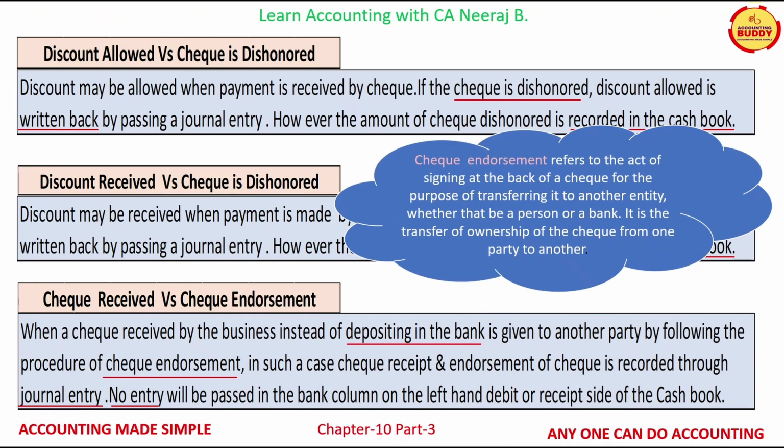Check endorsement refers to the act of signing at the back of the check for the purpose of transferring it to another entity, whether that be a person or a bank. It is the transfer of ownership of the check from one person to another.